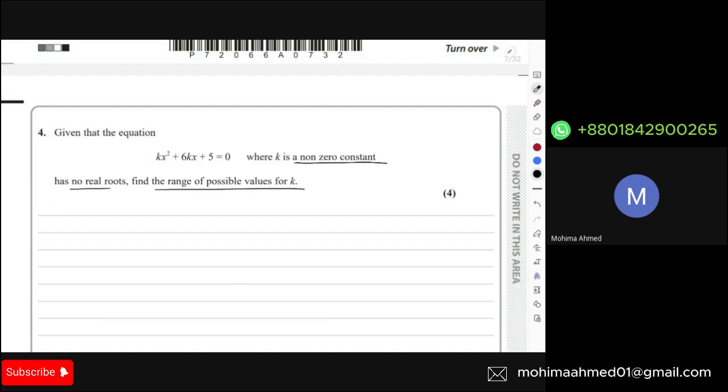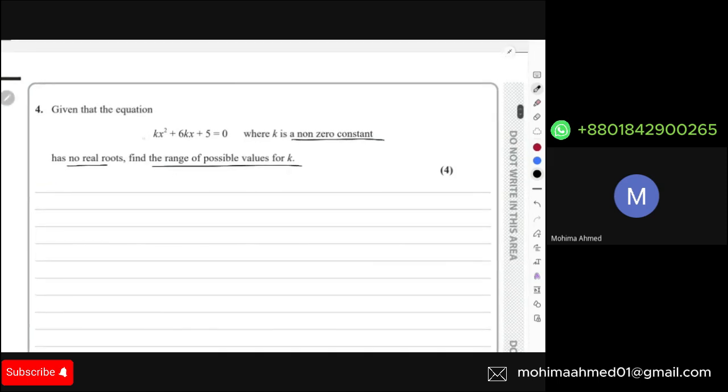Complex root situation. No real roots means complex root situation. That means the curve doesn't intersect with your x-axis. If it's not going to intersect with your x-axis, then your b square minus 4ac is actually less than 0.